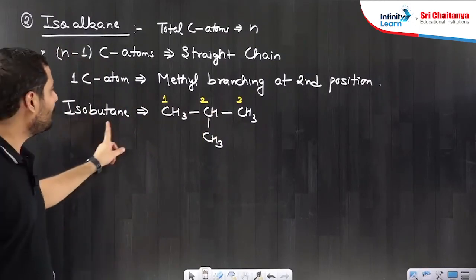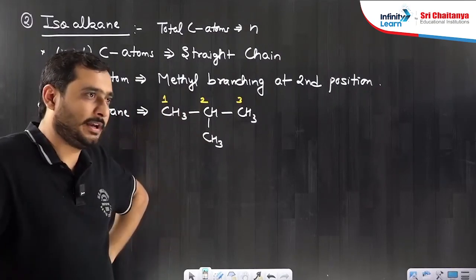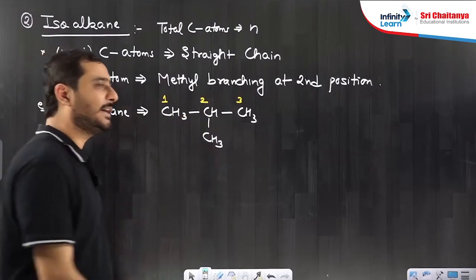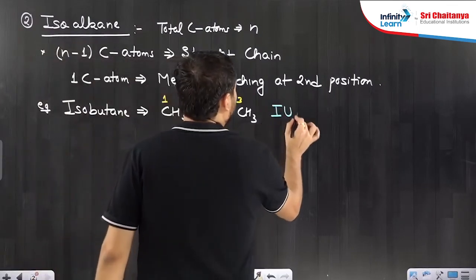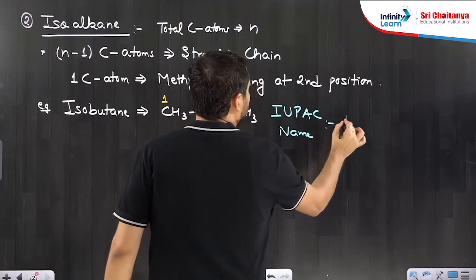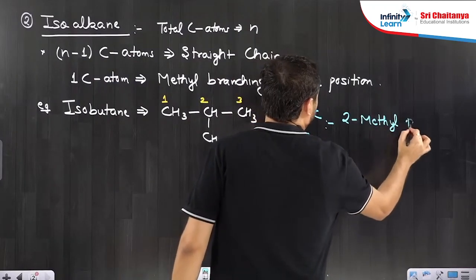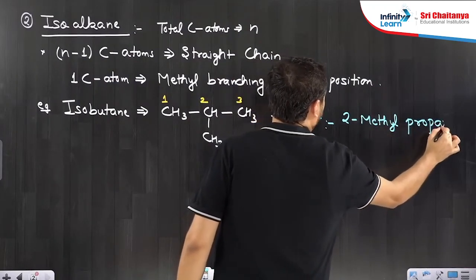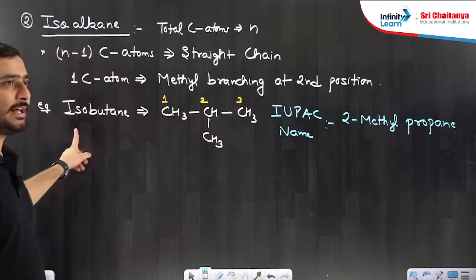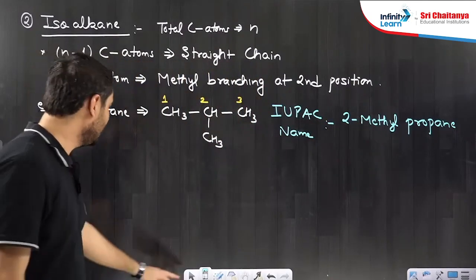Now students, you have to tell what is the IUPAC name of isobutane. 2-methyl propane. Very good. So this is the correct numbering. At the second position what is given? Methyl. So if I have to write the IUPAC name for this, it is 2-methyl, and for 3 carbon atoms, it is propane. So the common name for this structure is isobutane. And what is the IUPAC name? It is 2-methyl propane. Clear?